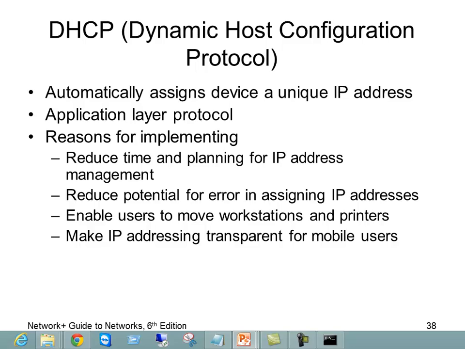So DHCP is the protocol that allows a computer to automatically receive an IP address from a server. And I shouldn't really say server because most of you probably have DHCP at home too, even if you don't have a server, but your DHCP server is your wireless router or your cable modem. Reasons to implement this: it reduces time and planning for IPs, it reduces potential errors, it enables users to move workstations, and it makes IP addressing transparent for mobile users.